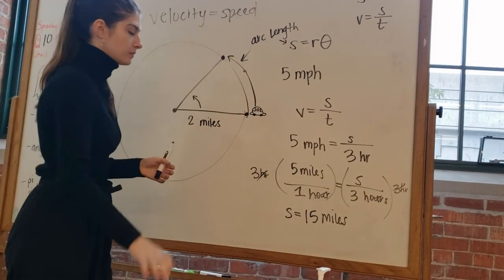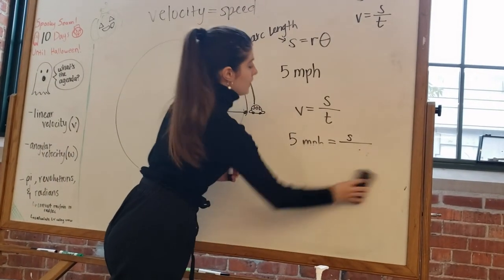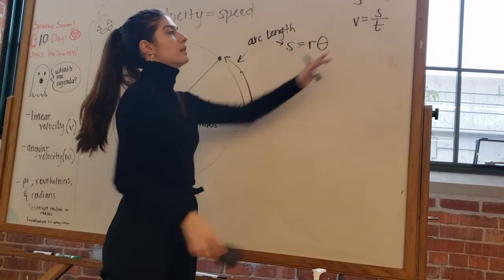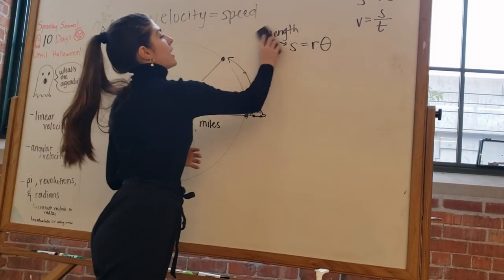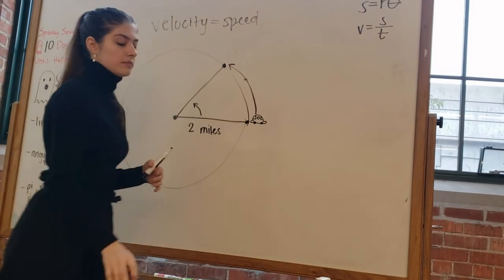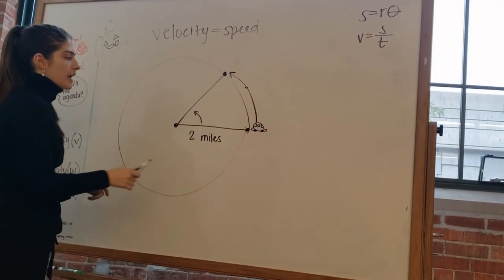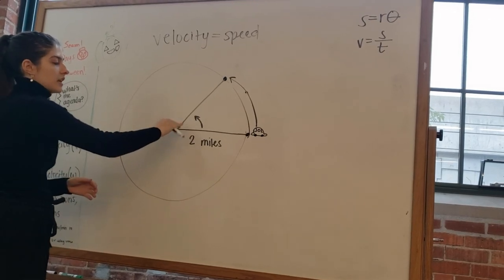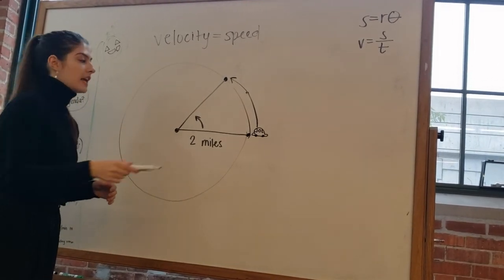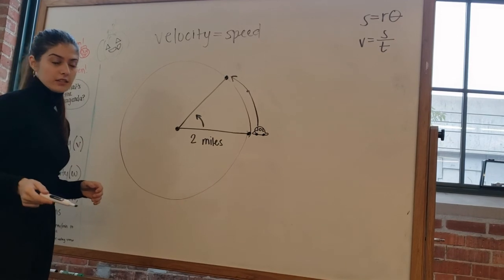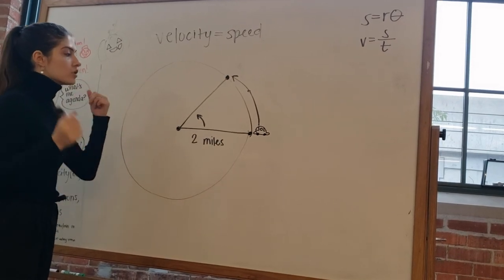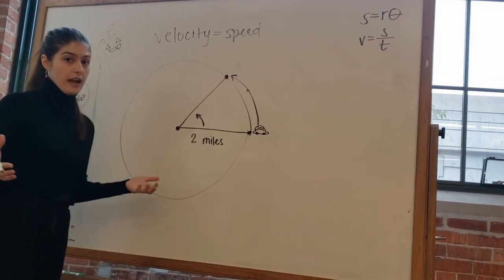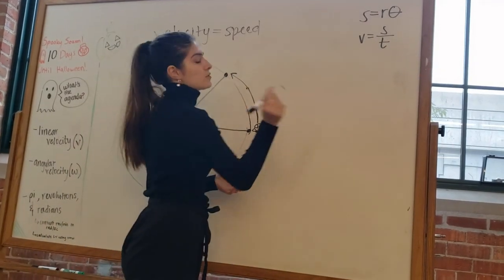Now, this is just one type. Linear velocity is just one type of velocity. There's another type of velocity. It's this right here. How fast is it spinning? How fast is the angle changing? All right? So, the formula for that is going to be this right here.